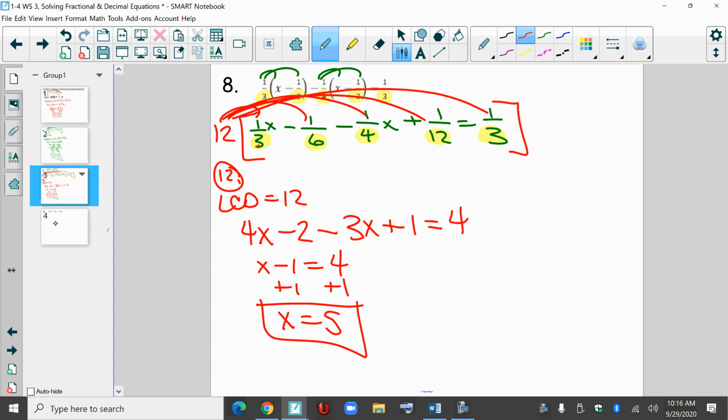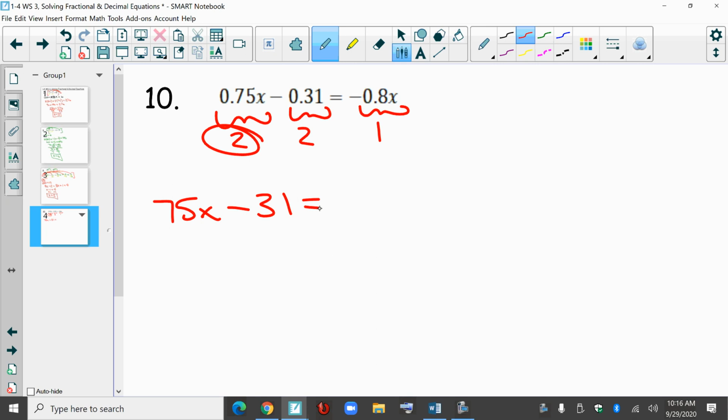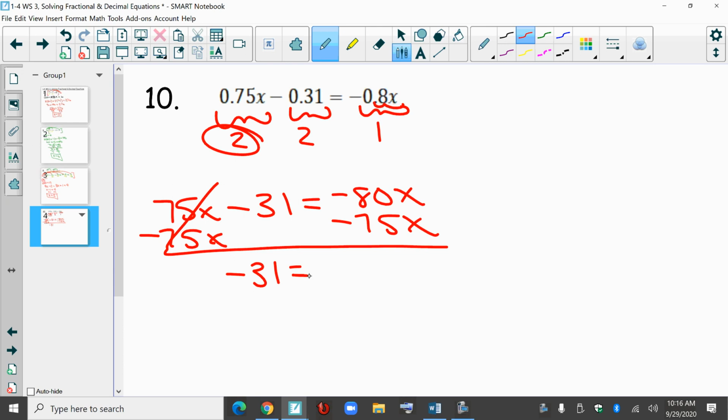And a decimal problem, number 10. How we did this before is we counted the decimals. This is 2. This has 2. This has 1, which means I have to move each of them the highest number, which is 2. So 0.75 turns into 75x. 0.31 turns into 31. And 0.8 turns into negative 80x. You have to move this over twice and add the 0. Subtract the 75x. You have negative 31 is equal to negative 155x.